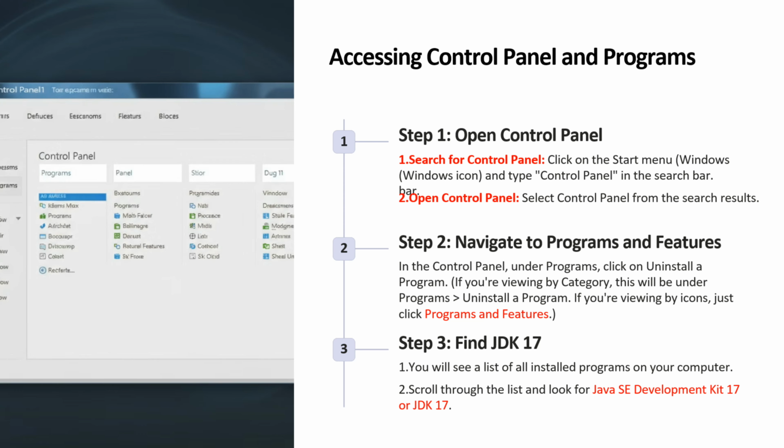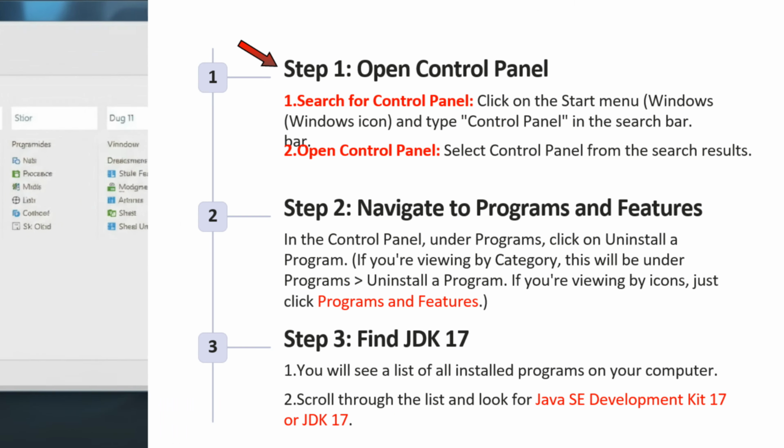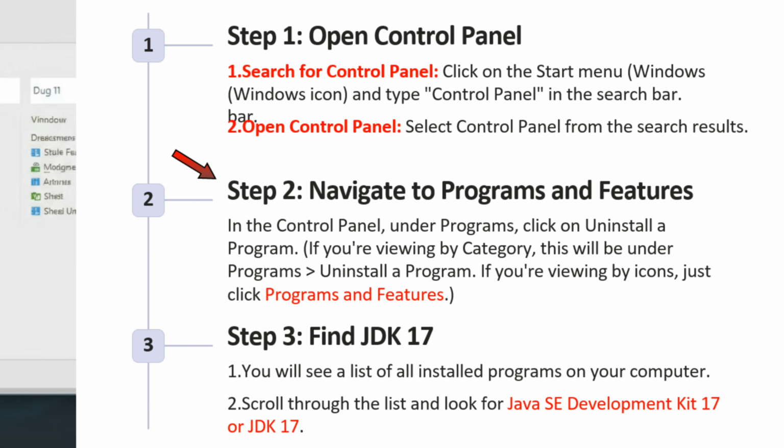Accessing Control Panel and Programs. Open the Control Panel, then navigate to Programs and Features. Then find JDK 17 or Java SE Development Kit 17.